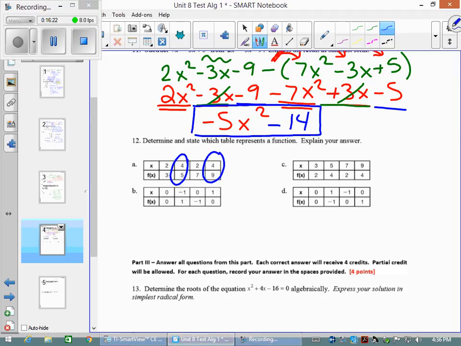If I look at B, again, I have an input of 0 that gives me an output of 0. An input of 0 that gives me an output of negative 1. That is not a function either.